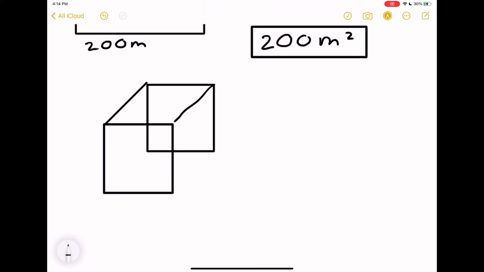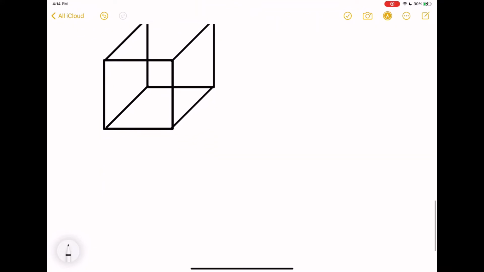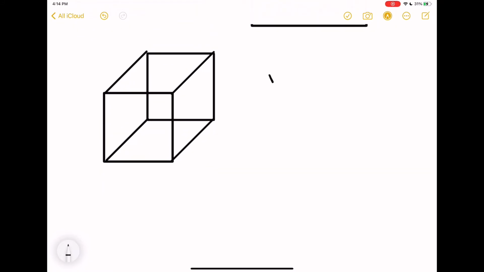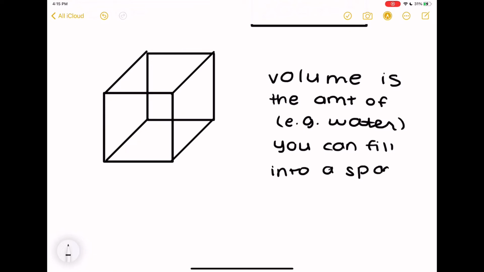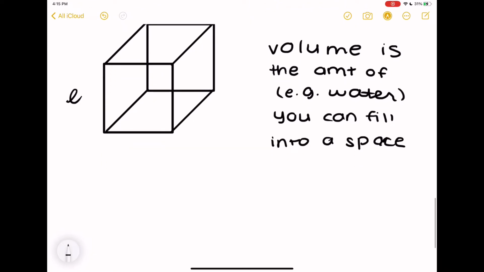However, now let's move on to volume. Volume is different in the sense that it's 3D, and it tells us how much matter you could fit into a certain object, a 3-dimensional object. Now this could be like how much water would fit into this cube. It's really important to know how to calculate volume, especially when it comes to science experiments and science, because it tells you how much matter can fit inside a certain amount of space.